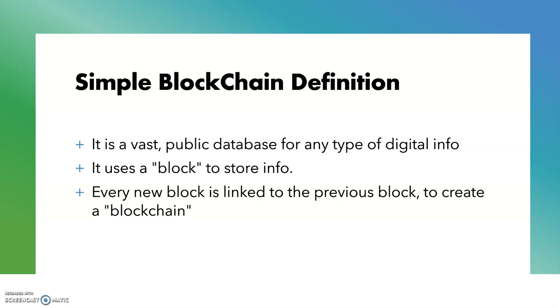It uses something called a block to store this information. Usually we would have files or hierarchies or other different ways of doing it. But instead, this blockchain uses something called a block to store that information. And every new block, once it's closed off, will be linked to the previous block. And that is what gives it the name of a blockchain.